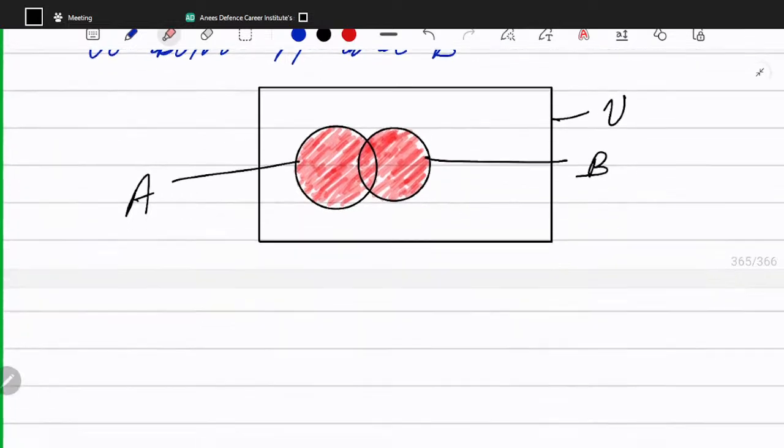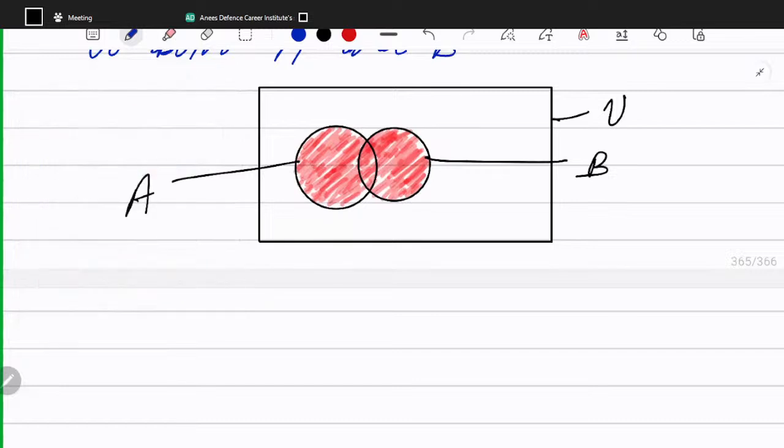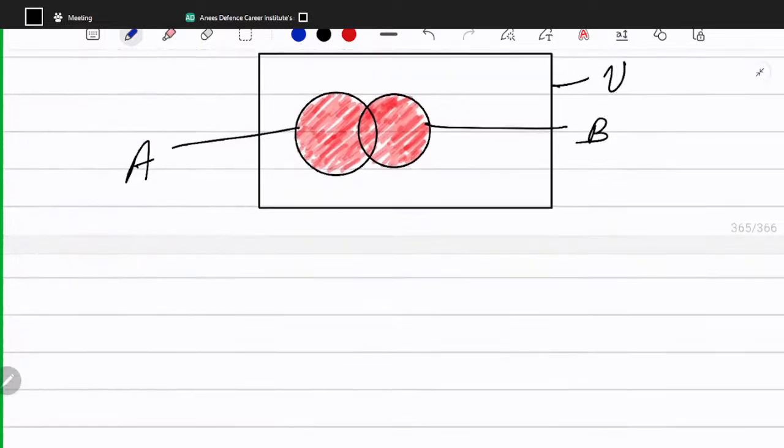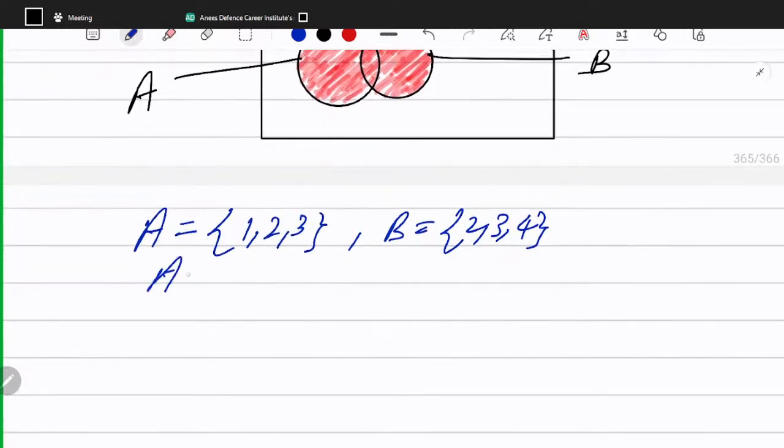This is A union B. I'm taking an example numerically. Let's set A is 1, 2, 3. A union B means 1, comma 2, comma 3, comma.